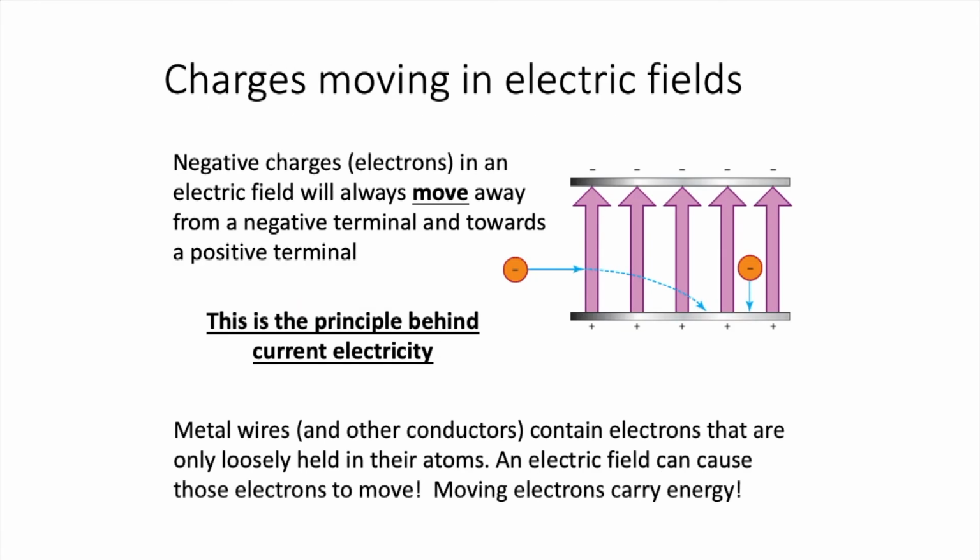So negative charges in an electric field will always move away from a negative terminal and towards a positive terminal, and this is the principle behind electricity. Metal wires and other conductors contain electrons that are only loosely held in their atoms. So an electric field can cause those electrons to move, and moving electrons can carry energy.